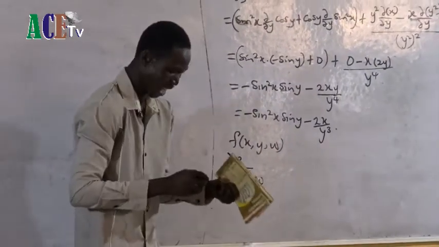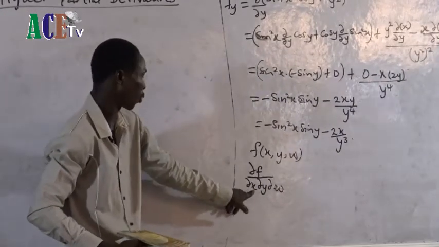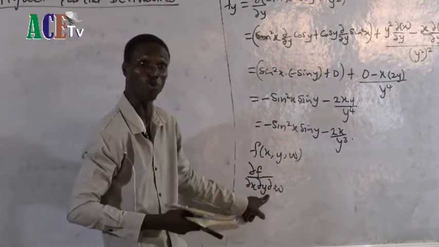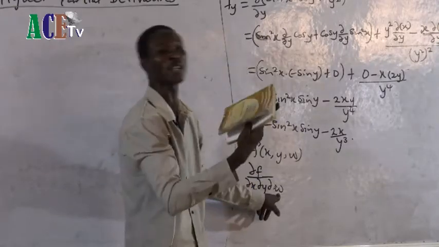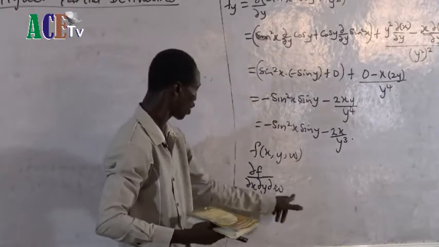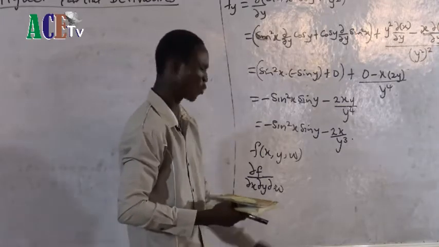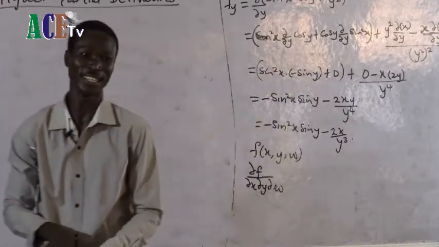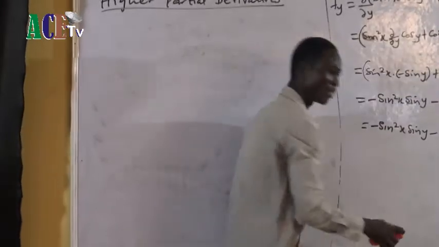I can find f_xyw. Can you see? I want to differentiate this f first with respect to x. The second time, we go with respect to y, which is the second order. Then the third order will go with respect to w. It's not the same independent variable, so it can change the independent variable. That is the only difference between partial derivatives and ordinary derivatives.